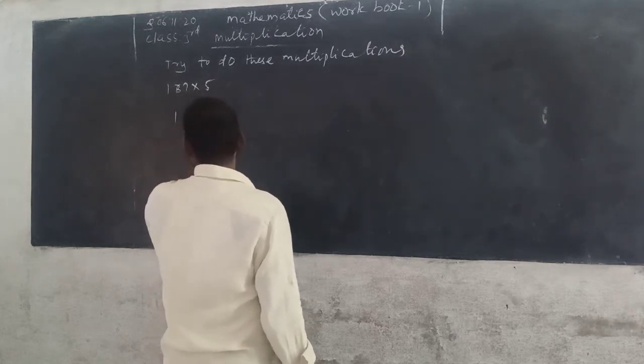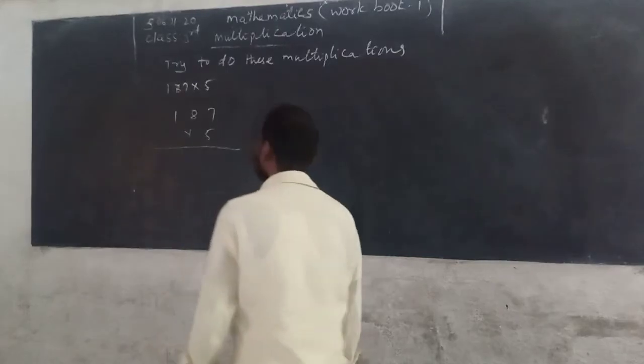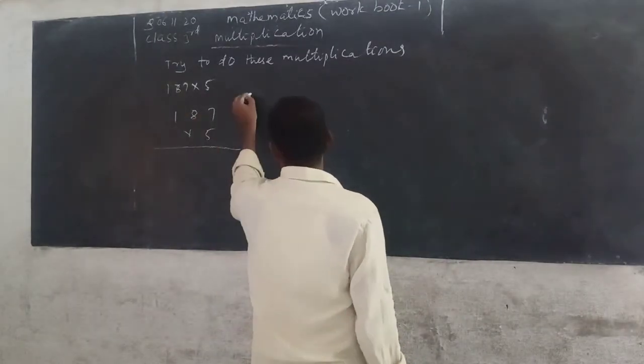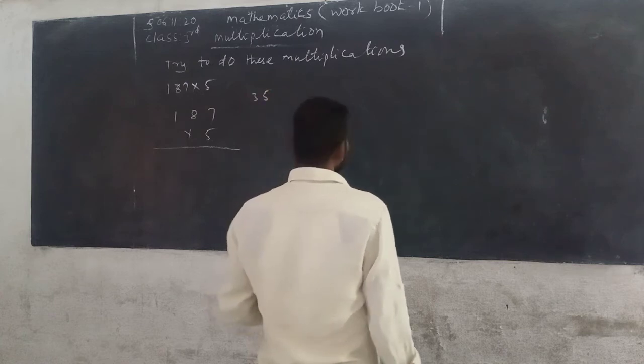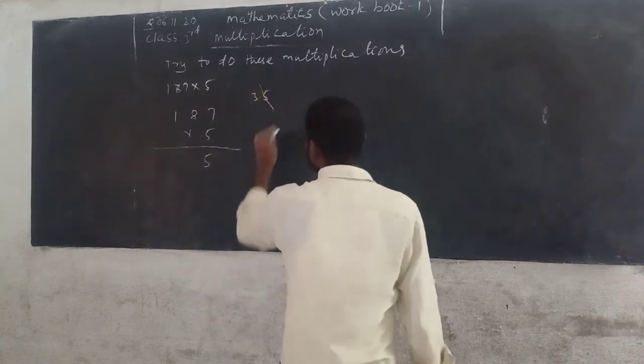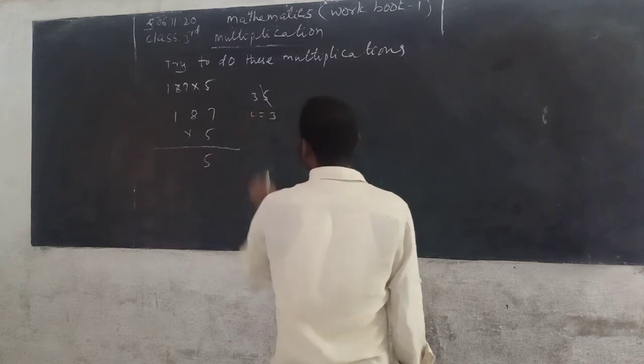187 into 5. First we multiply the digits in ones place, that is 7 with 5. You can read 5 table. 5 7s are 35. 5 is taking and write down in ones column of the product. So now carry over 3.